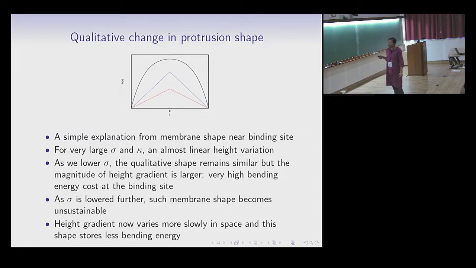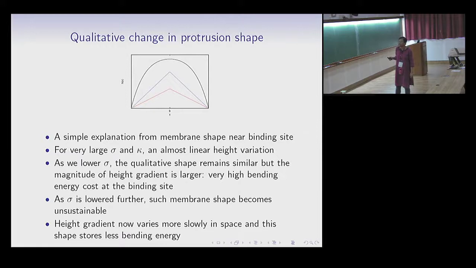Now if you look at the red curve. Suppose I keep kappa constant at the large value but decrease sigma. When I decrease sigma, the qualitative shape of the membrane does not change, but the height profile becomes steeper. And then what happens at this point, there is a very large bending energy cost, okay? Because bending energy depends on H double primed. And here the curvature becomes very large, so the bending energy becomes very large. So therefore, as you keep on lowering sigma, this shape cannot be sustained anymore.